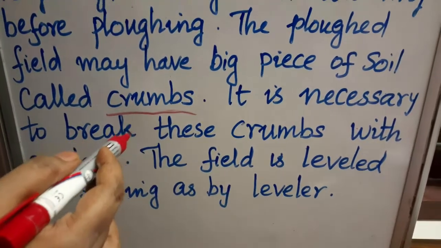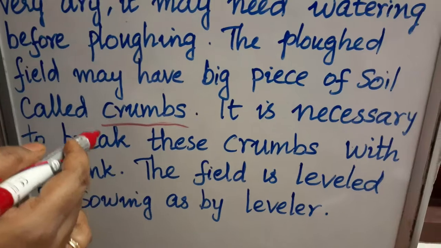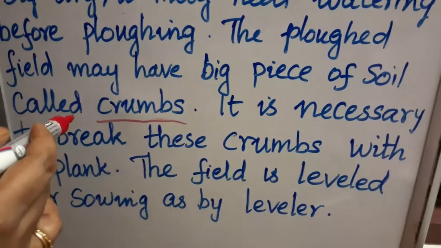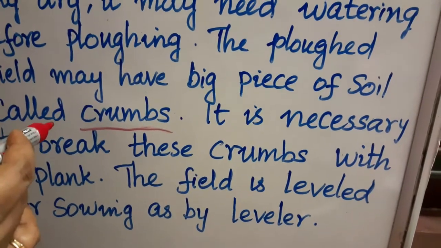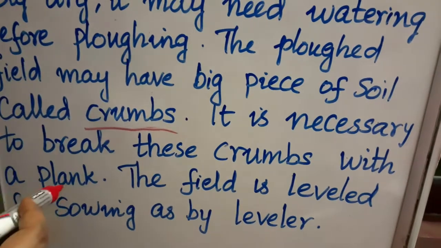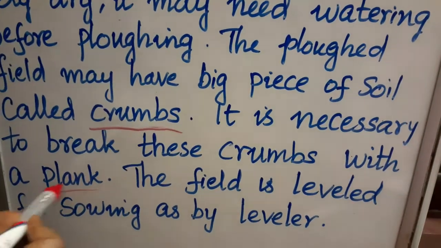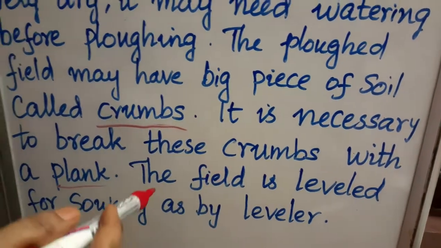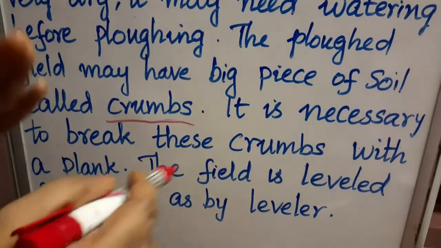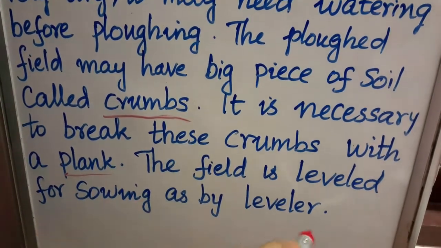If the crumbs are there when you are sowing the seeds, the seeds will not grow properly. So they should be crushed. That is done by a plank. After that, the field is leveled by another machine that is known as the leveler.